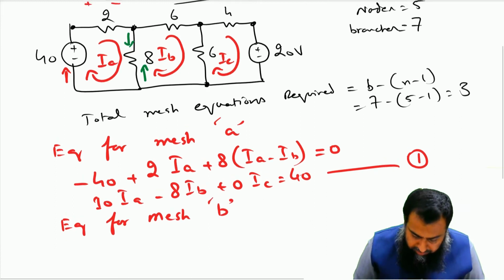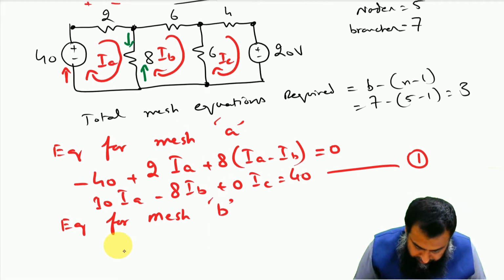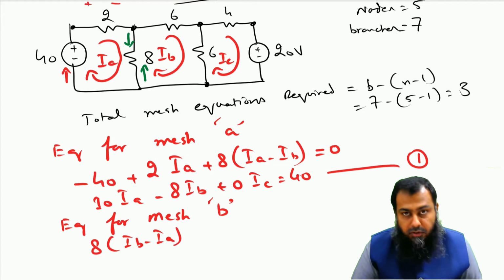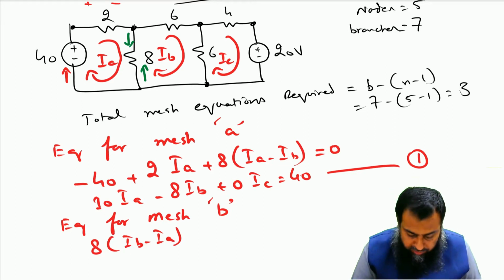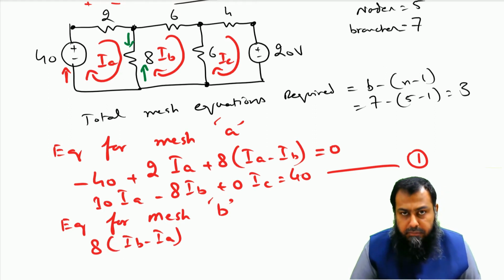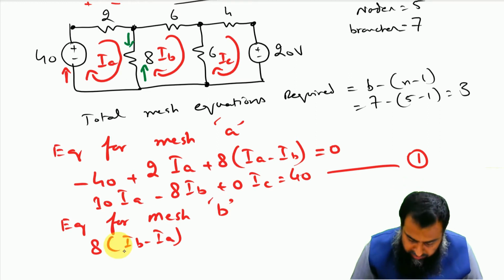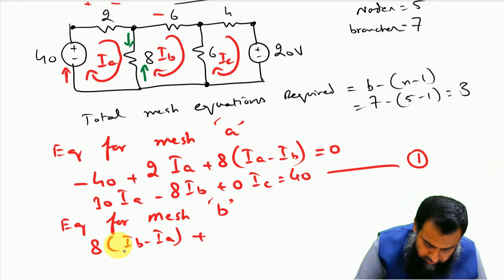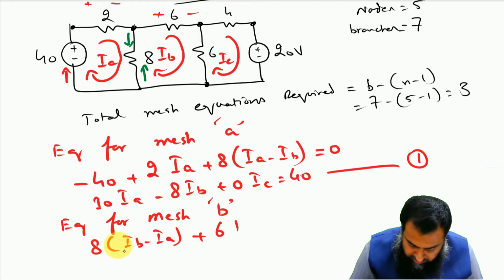For mesh number B, we have 8 times IB minus IA. While we are writing it for IB now, we have to give preference to this IB, so that's why we have taken IB minus IA. And also because this 8 ohm resistance has currents in opposite direction, we have a drop across this particular resistance, plus 6 IB plus 6.